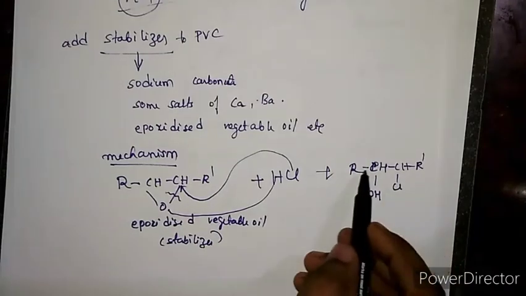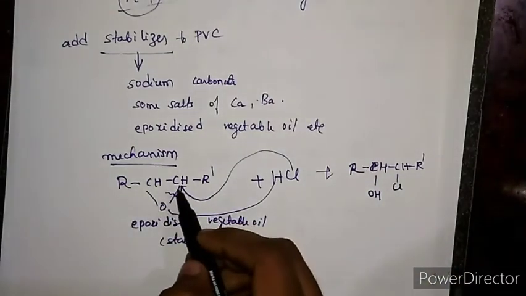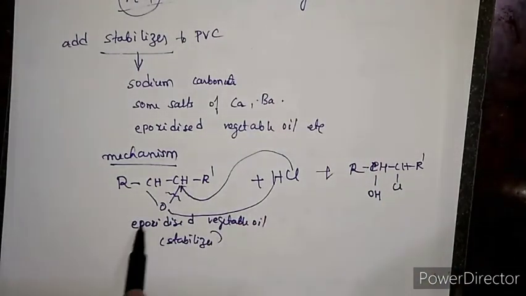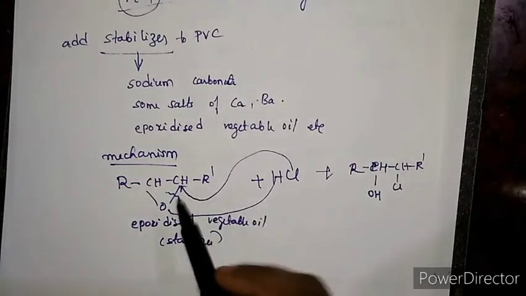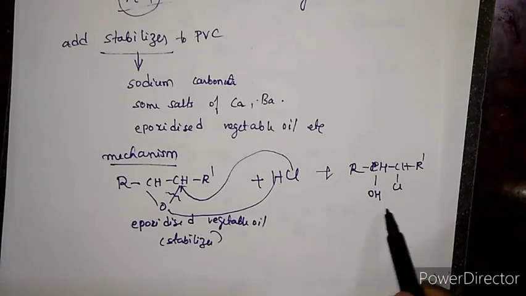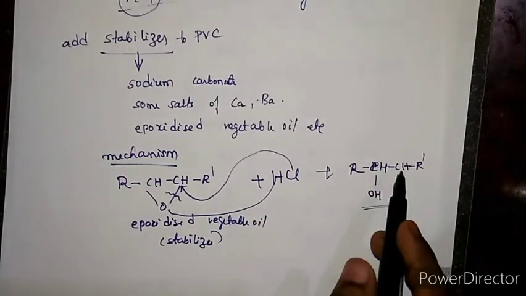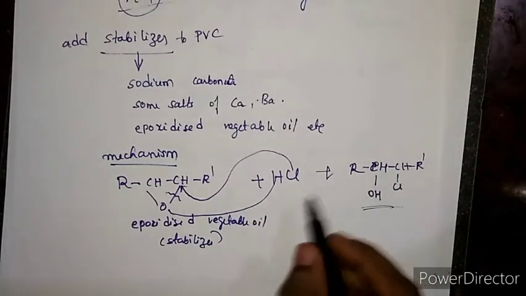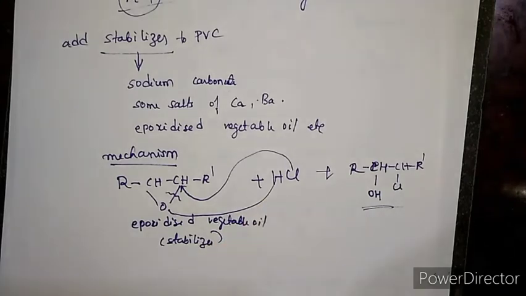HCl gets removed by the stabilizers. One of the famous ones is epoxidized vegetable oil. That is the well-known stabilizer for PVC. That will remove the HCl, like this. This is what the mechanism is. This is about the thermal degradation.